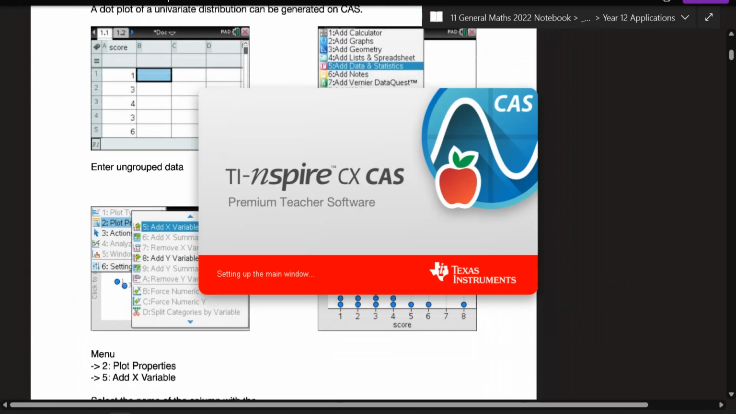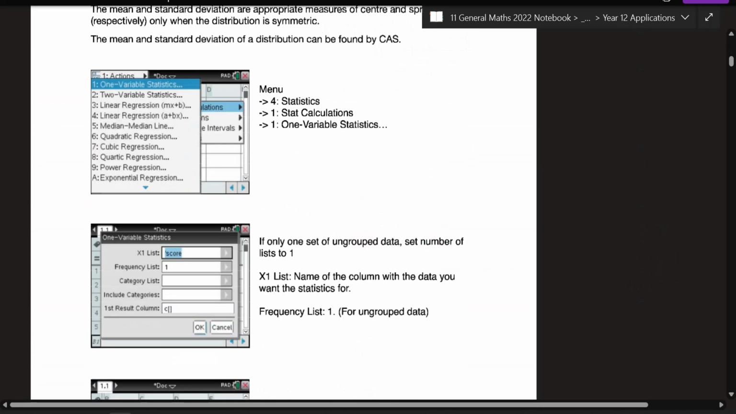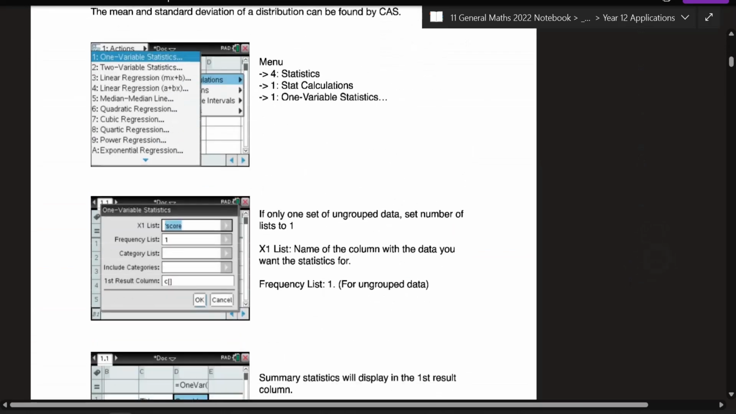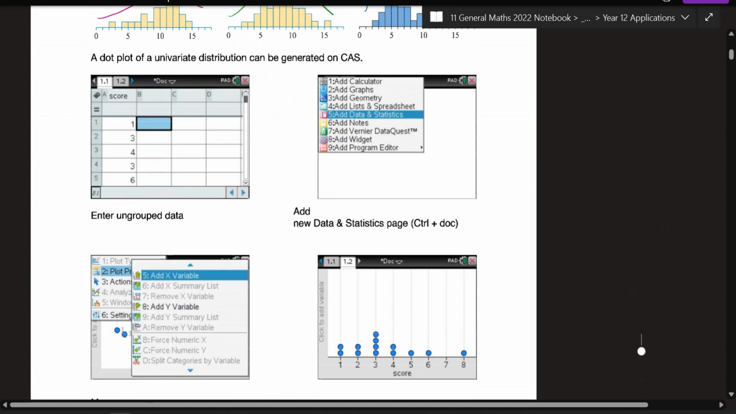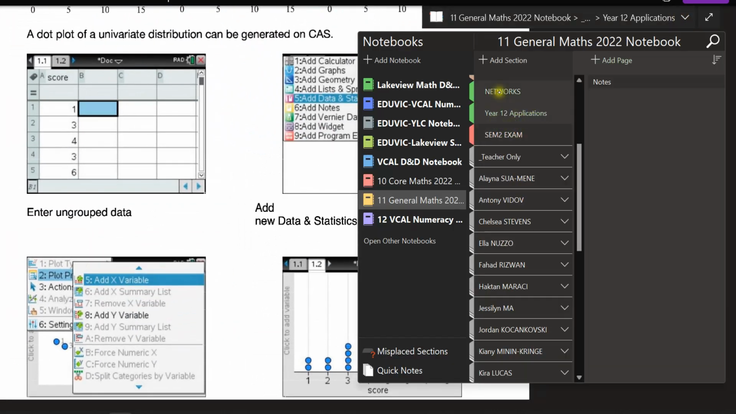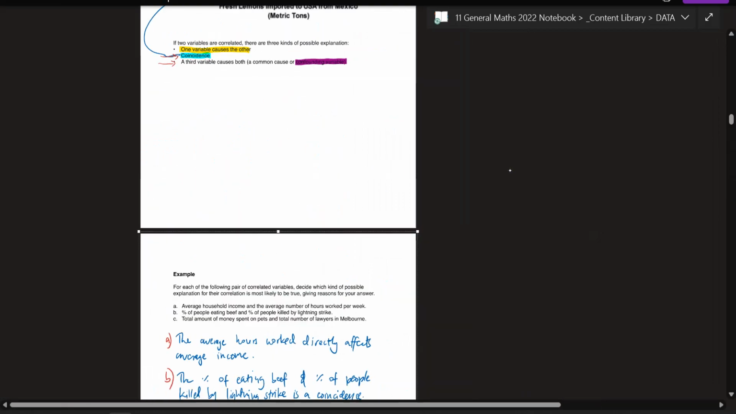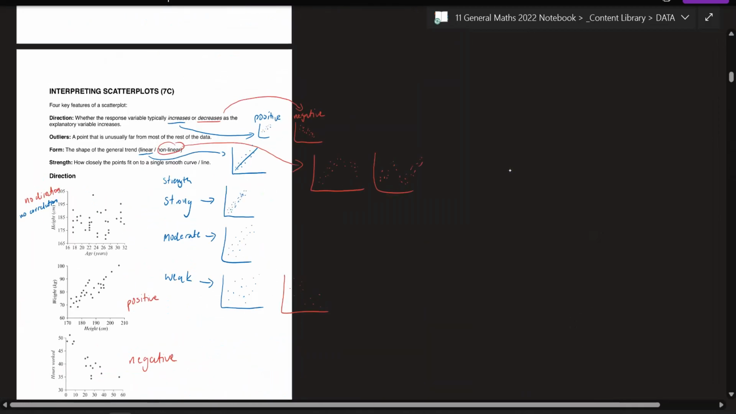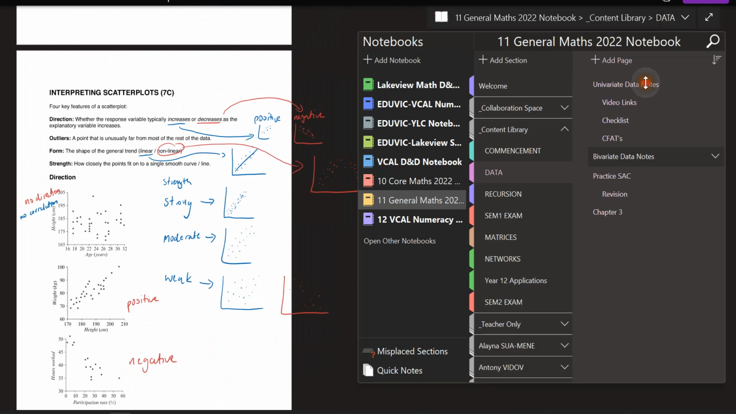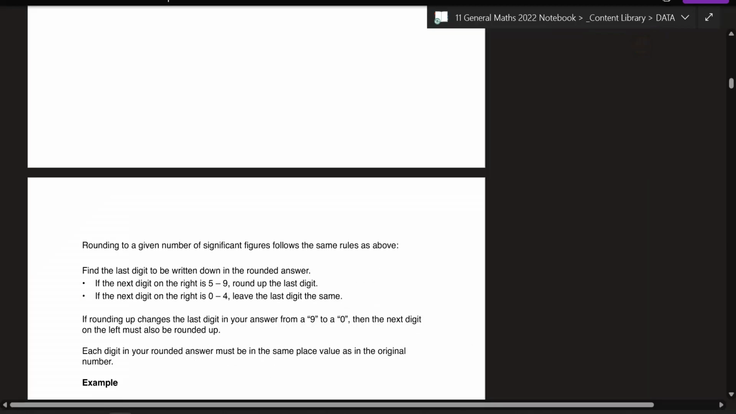Okay, and I'll show you really quickly how to put data in your calculator. Let's see if I have any data that we can use here. Let's go back to term one data, see if there's any nice bits of data we can use for this. Okay, let's look at some data that we can use to put in our calculator.